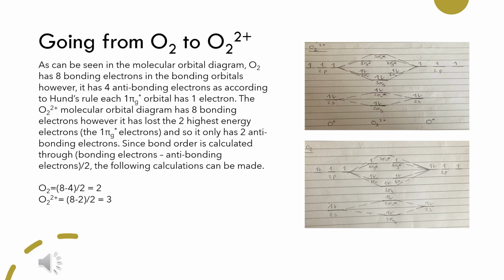O2 2+ has 8 bonding electrons as well. However, you only subtract the 2 antibonding electrons present, then divide all of that by 2, which gives a bond order of 3. This suggests a triple bond, which also agrees with the Lewis representation of O2 2+. So, removing 2 electrons from the O2 only increased the bond order because only antibonding electrons were removed, while the number of bonding electrons stayed constant throughout them.